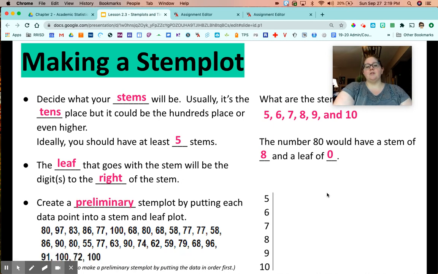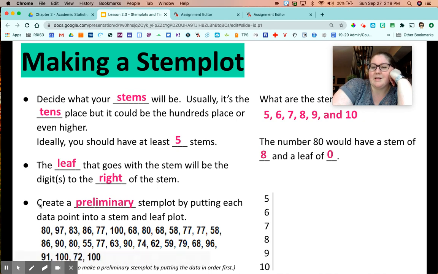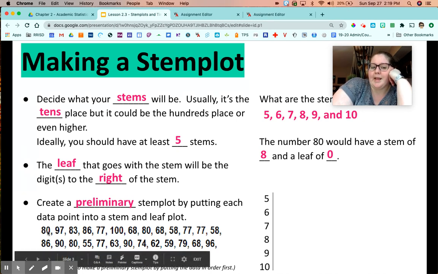Okay, so we're going to create first what we call this preliminary stem plot just to begin with by putting each data point into a stem and leaf plot. So again, we already decided our stems would be 5, 6, 7, 8, 9, and 10 to represent 50s, 60s, 70s, 80s, 90s, and 100s. So now I'm going through my list of data and taking the leaves for each number and putting them in the appropriate row. So 80, I'm going to put a 0 right here next to the 8. So it represents 80. 97, I'm going to put a 7 next to this 9 to represent 97.